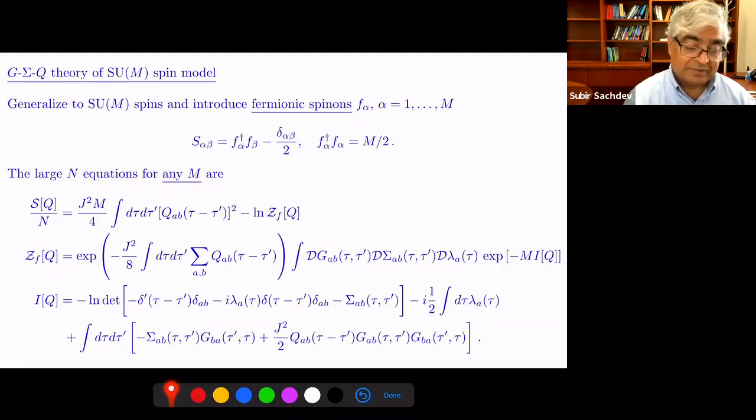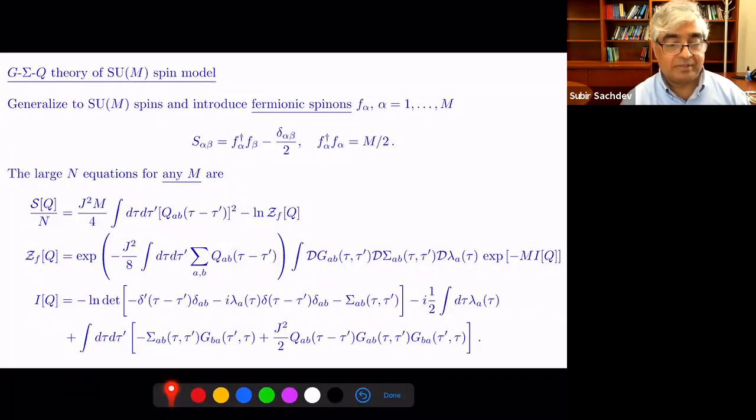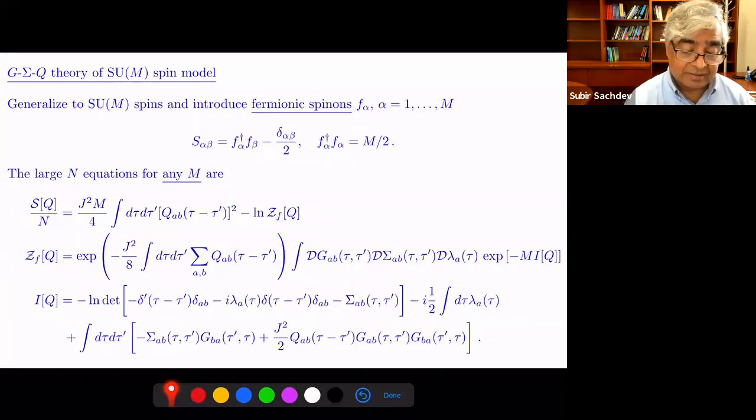And that reduces to things that look somewhat more familiar in the context of the SYK model, where you get the G-sigma theory, but really what you get is the G-sigma-Q theory. You have these G and sigmas of fermions, and then you have the Q_ab, which is the spin glass order parameter functional. All right, so this is still too hard for any M, and what the rest of the talk is about is understanding the structure of the 1/M expansion of this theory.